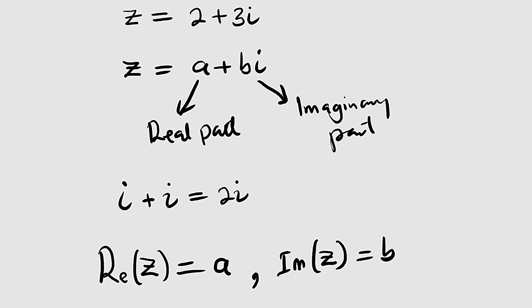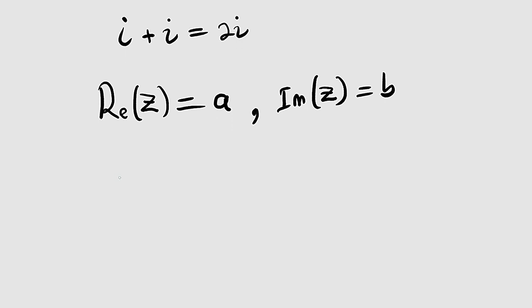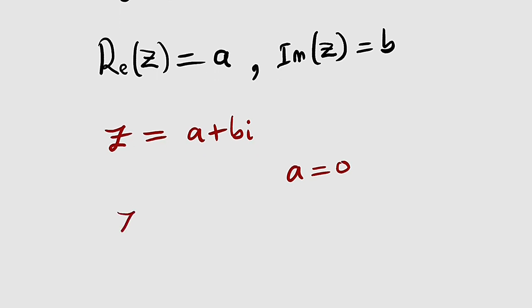But the $1,000 question here is, is a real number a complex number, or is an imaginary number considered as a complex number? Yes, because if z is equal to a plus bi, what if a is equal to 0? We know that 0 is a real number. Therefore, we have z equal to 0 plus bi. So you can see this is just an imaginary number bi, which is also considered as a complex number because the real part is equal to 0.